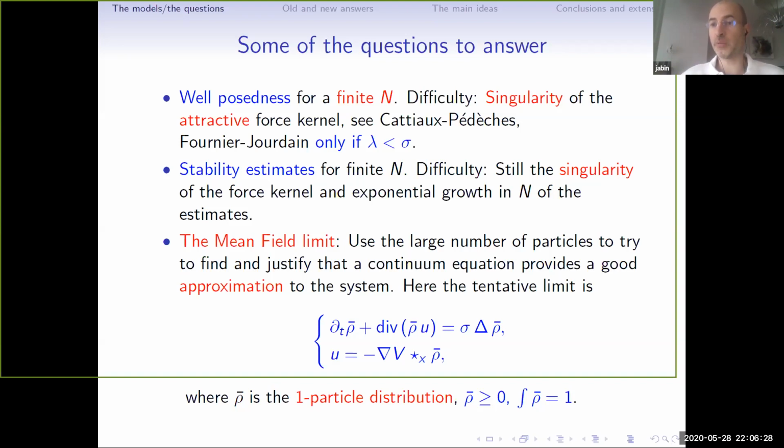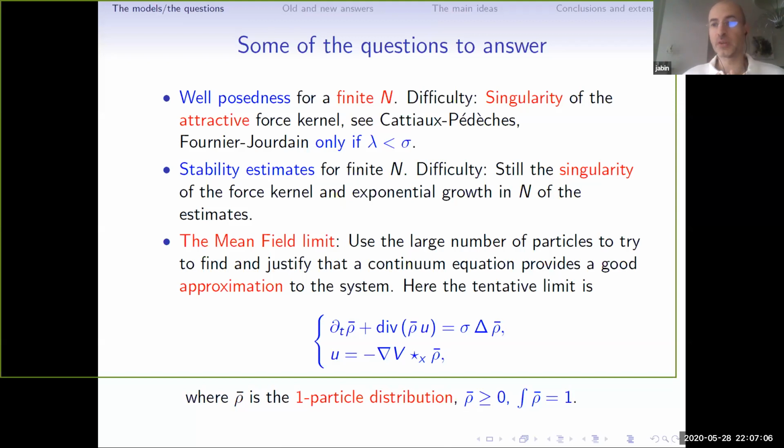So what can we say about the existence or the uniqueness of solution for a finite n, even a small n? And it turns out this is a very, very difficult question to which I don't have any very good answer. The best result so far is a paper by Fournier and Jourdain, and they can only prove this when the diffusion strongly dominates the dynamics. So with my scaling, it's the case where lambda is strictly less than sigma.